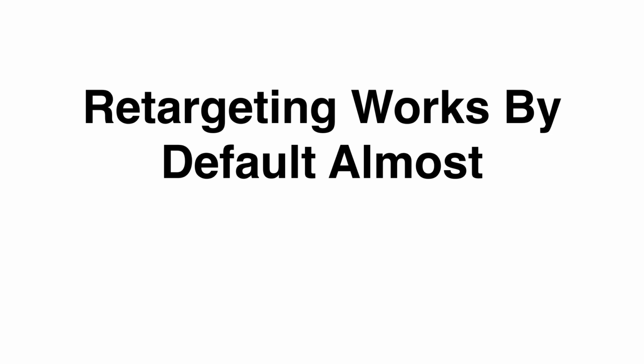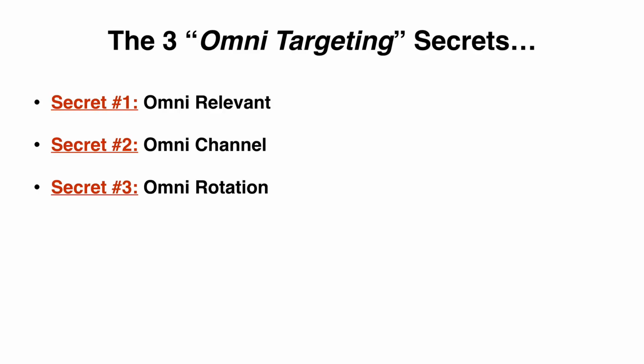Okay, but we did find some problems. We found quite a few problems, and I want to share those problems with you and how to get past them. In fact, what I want to do is share our 3 omni-targeting secrets. So secret number 1 is you got to be omni-relevant. Secret number 2 is you got to be omni-channel, and secret number 3 is about omni-rotation. And don't worry, folks, if you don't understand what I'm talking about, I will break it down for you step by step.